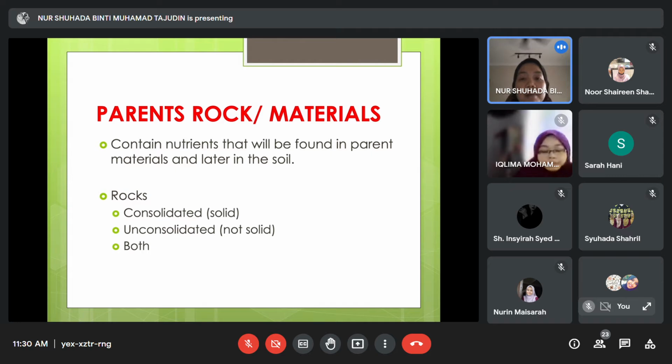Okay, so parent rock materials contain nutrients that will be found in parent materials and later in the soils. Okay, so rocks can be divided into what we call consolidated and unconsolidated. Consolidated ni solid macam bedrock tu lah. Unconsolidated ni macam tanah, a normal soil yang you nampak at the surface lah. And it can also contain both, macam you nampak fragments of rock tadi and also the soil. Okay, so it's a mixture of solid and non-solid.